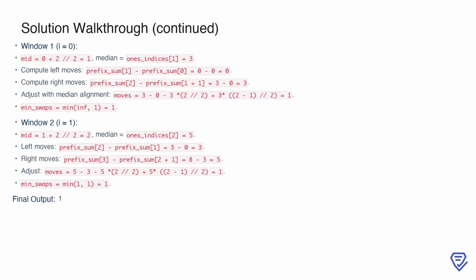For the second window, starting at i equals 1, the median is mid equals (1 + 2) / 2, which is equal to 2, corresponding to ones_indices[2] equals 5. The left moves become prefix_sum[2] - prefix_sum[1] equals 3, and the right moves are prefix_sum[3] - prefix_sum[2 + 1] equals 5. After adjustment, moves equals 5 - 3 - (5 * 2 / 2) + (5 * (2 - 1) / 2) equals 1. The minimum swaps remain at 1. Thus, the output for this example is 1.